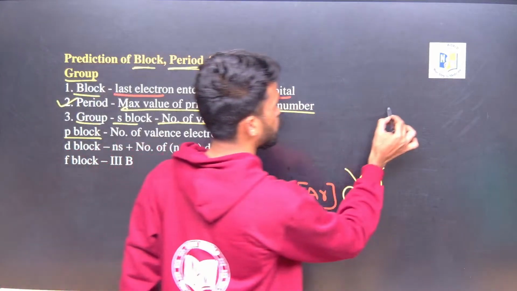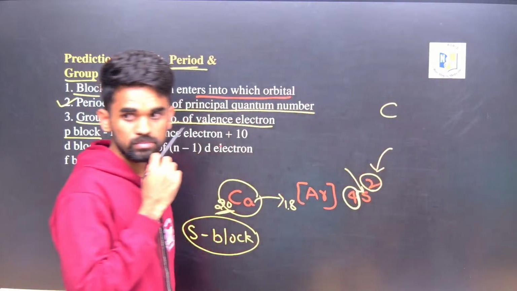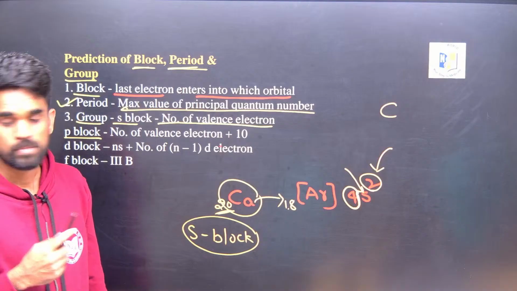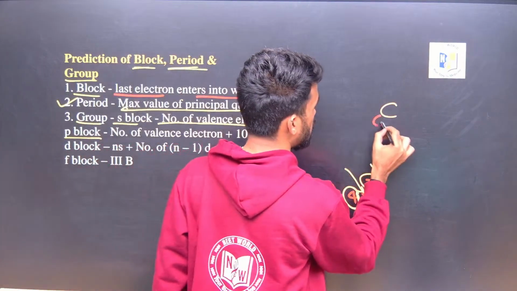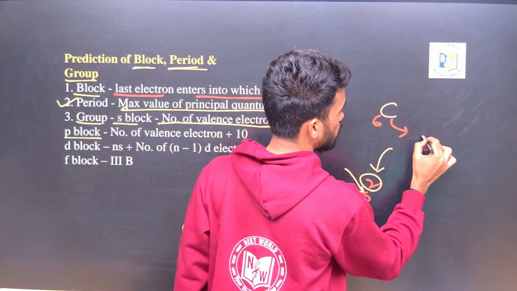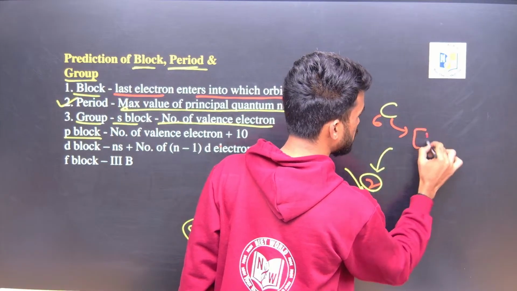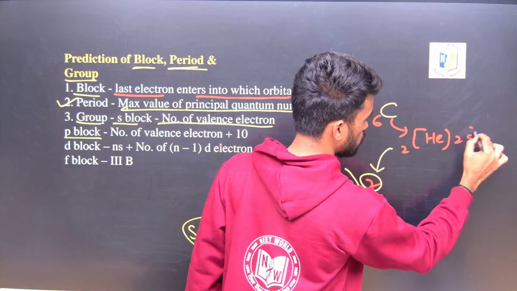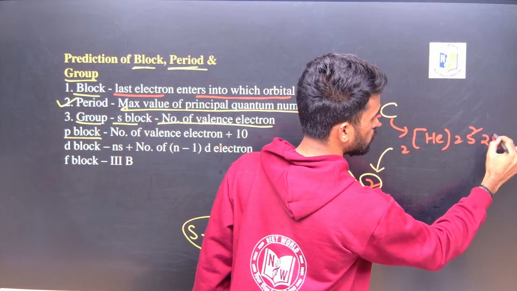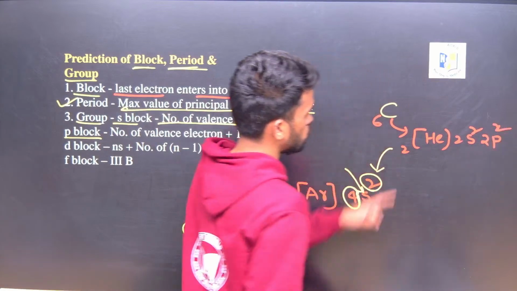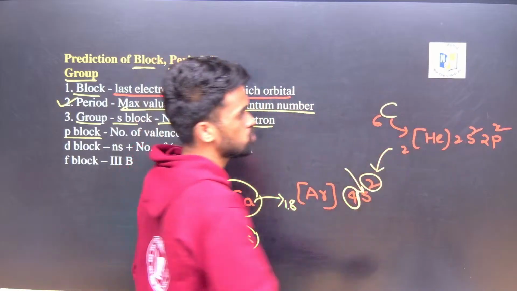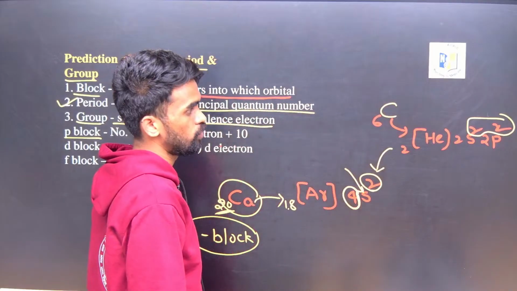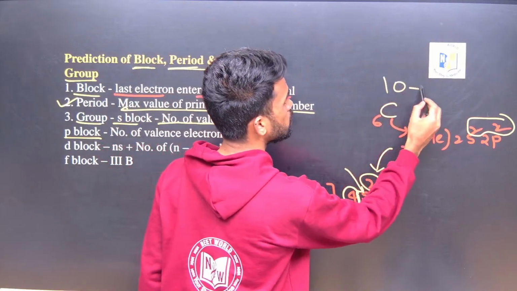For example, I am giving you carbon. Which group element is it? Write its electronic configuration first. Atomic number 6 means 1s2, 1s2 2s2, that is helium 2, next 2p2. So 2 plus 4, 6, over. So now how many valence electrons do we have? 4. Okay, so 10 plus 4.